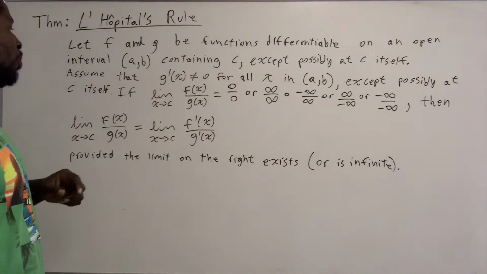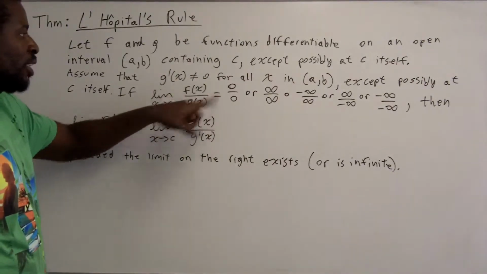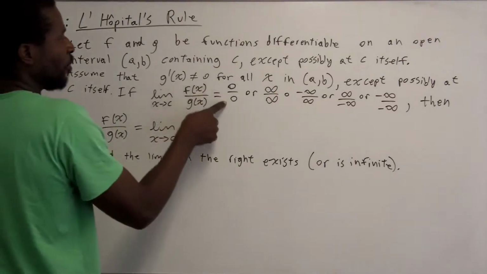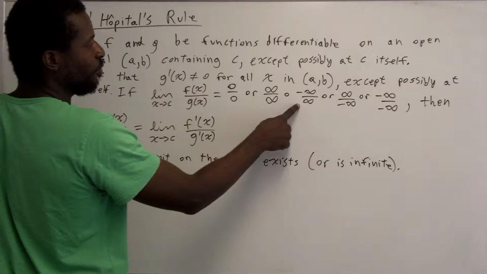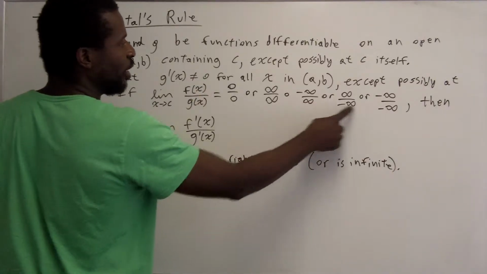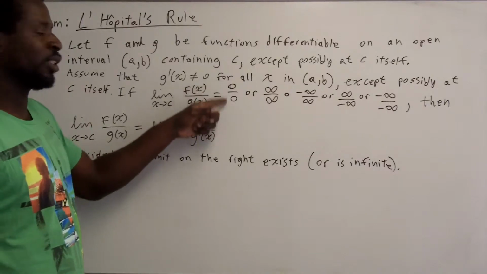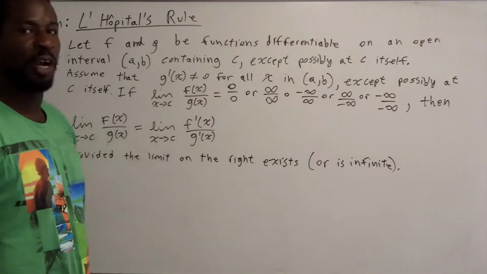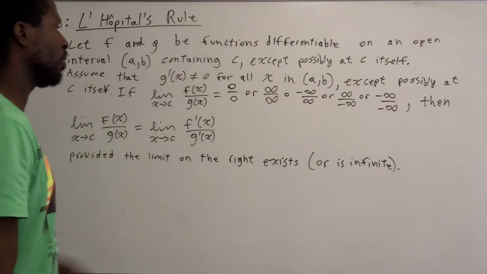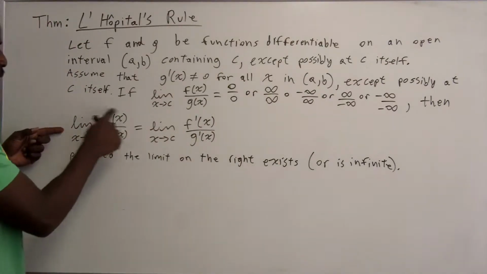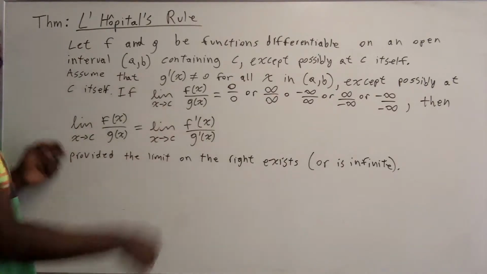And if that's all true, then if this limit gives you one of these indeterminate forms, either 0 over 0, infinity over infinity, negative infinity over infinity, infinity over negative infinity, or negative infinity over negative infinity. So basically, either two zeros in a fraction or two infinities in a fraction somewhere. If you get one of these indeterminate forms, then this limit of the quotient of the original two functions is actually equal to the limit of their derivatives.